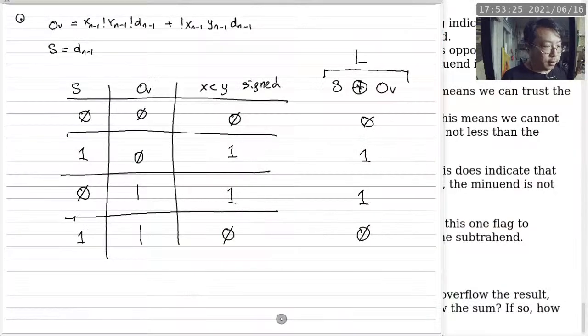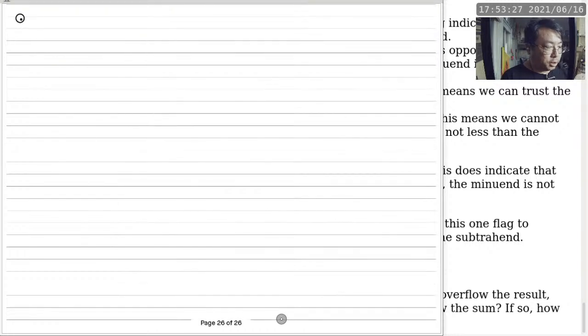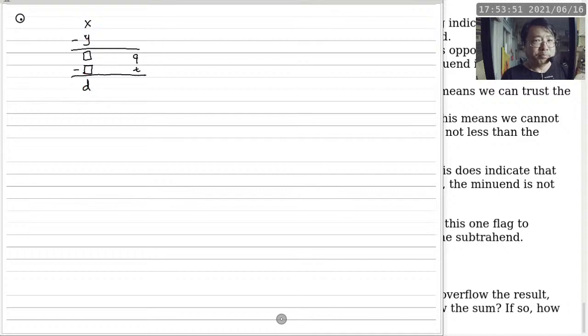All right, so let's think about what would indicate an overflow situation for addition. So we have x, we have y, and we have two additional rows here, one being q, one being t, but they are not really that important. And then we have d over here. Now these are the most significant bits.